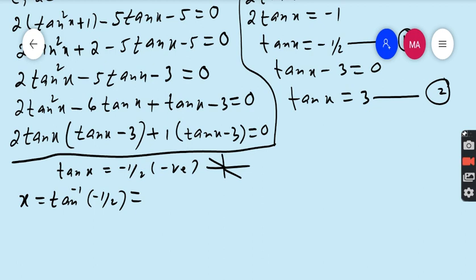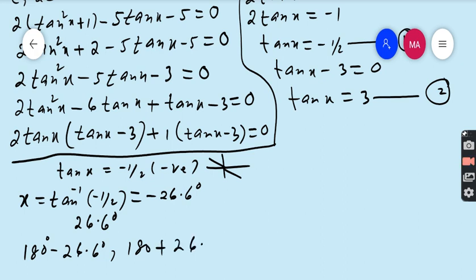minus 26.6, negative 26.6, but our domain is given only positive angles, so we will consider this angle as 26.6. Hence the angle in the second quadrant is 180 minus 26.6, and 180 plus 26.6. Sorry, in the fourth quadrant this should be subtracted from 360.